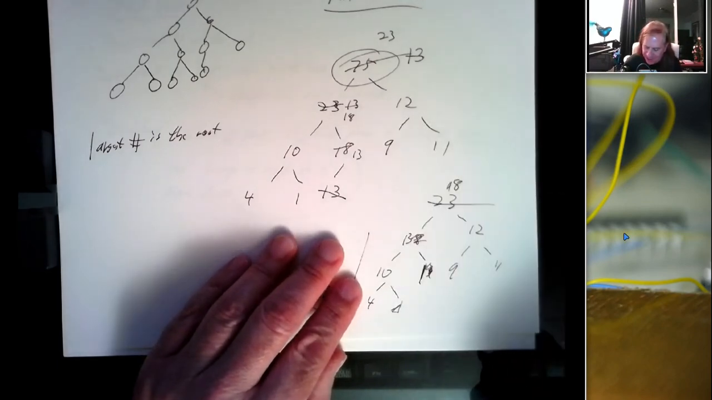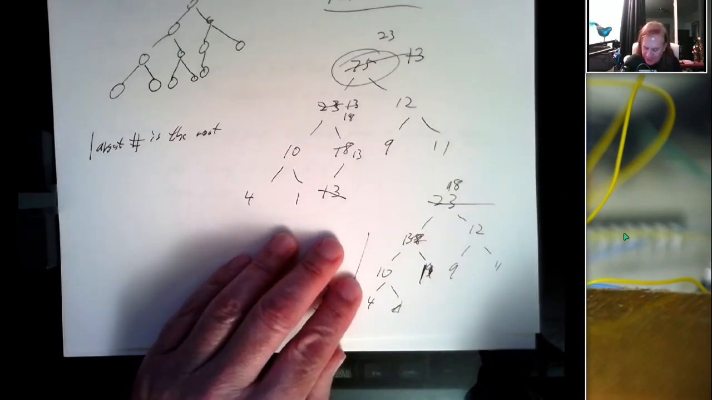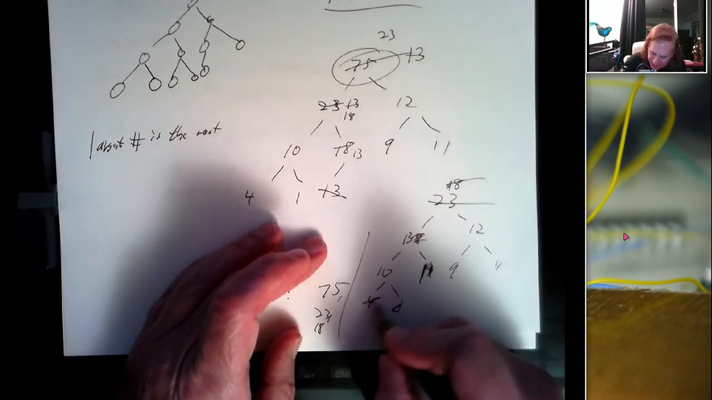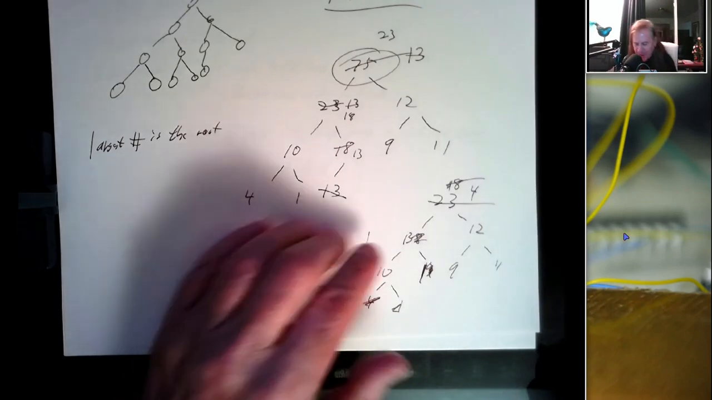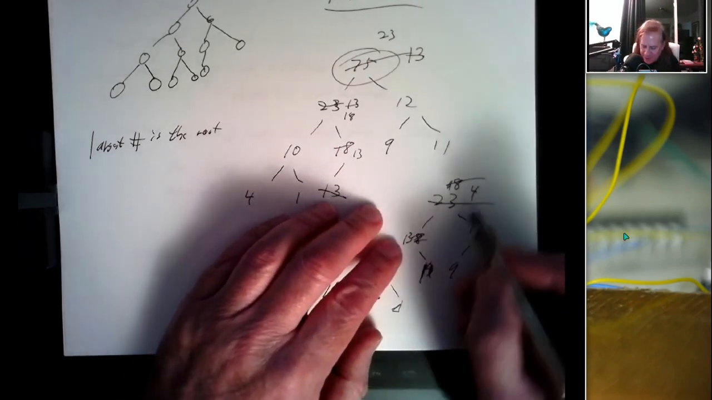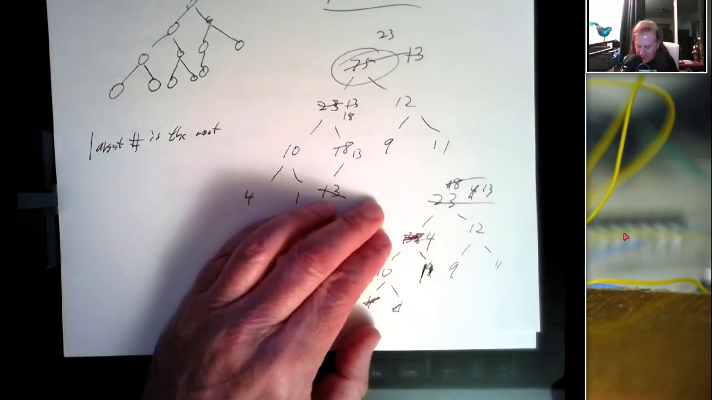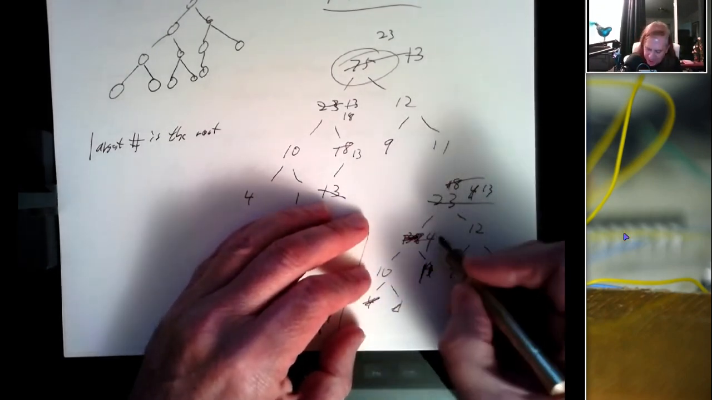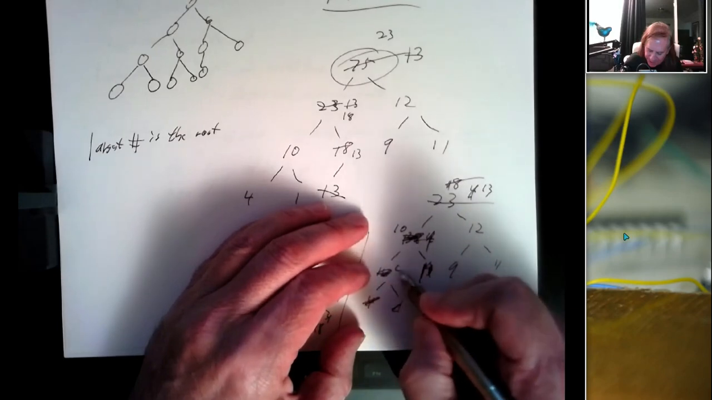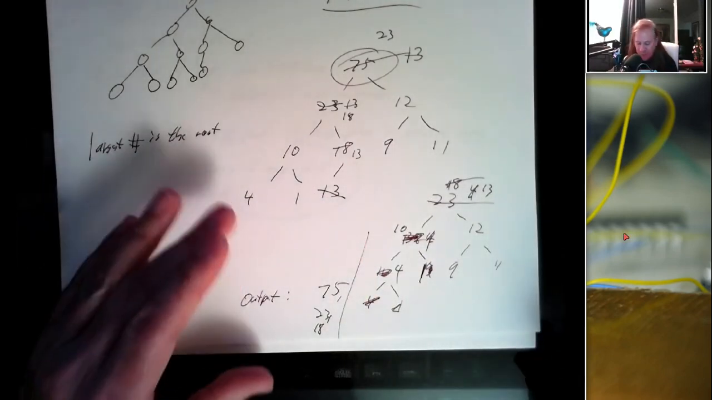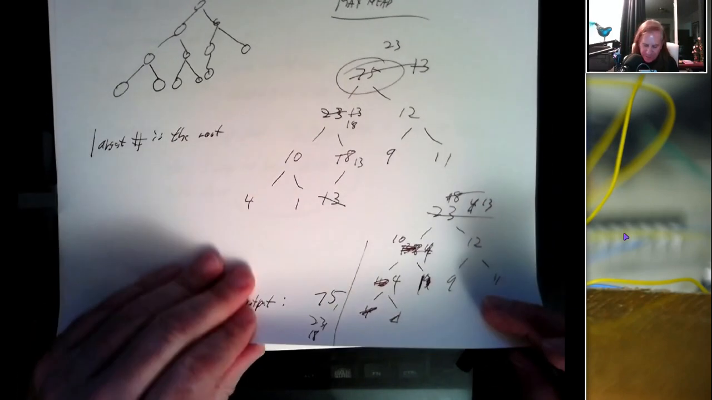And now 18 is the largest number in our heap. We could remove that and then replace it with the last number in our heap, which is a 4, and down heap. 4 is not bigger than both children, so replace with the largest child. 4 is not bigger than both children, so replace with the largest child. And 4 has no children, so we're done. And we just keep doing this.